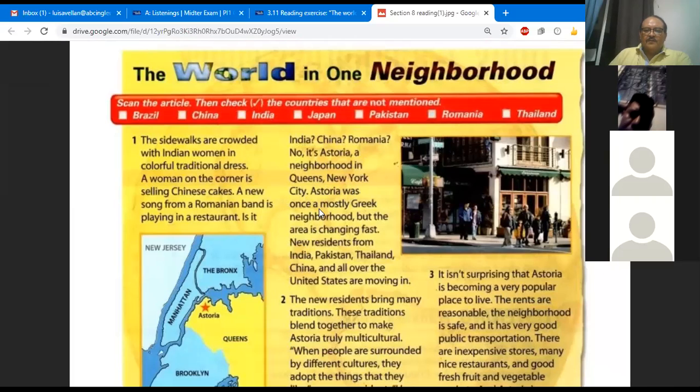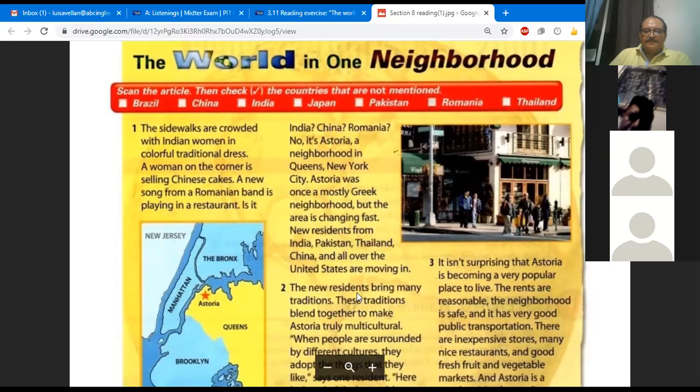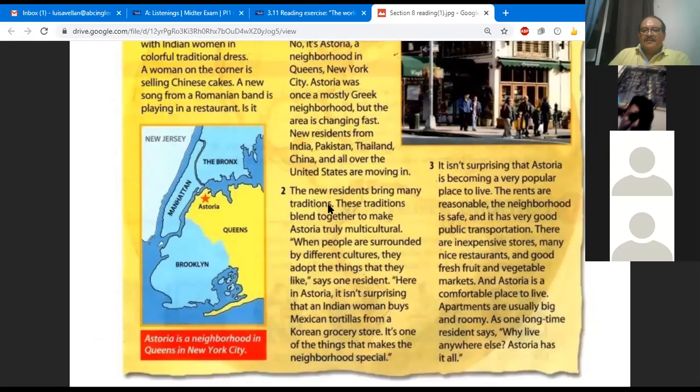New York City. Astoria was once a mostly rich neighborhood, but the area is changing fast. New residents from India, Pakistan, Thailand, China, and all over the United States are moving in. The new residents bring many traditions. These traditions blend together to make Astoria truly multicultural. When people are surrounded by different cultures, they adopt the things that they like, says one resident. Here in Astoria, it isn't surprising that an Indian woman buys Mexican tortillas from a Korean grocery store. It's one of the things that makes the neighborhood special.